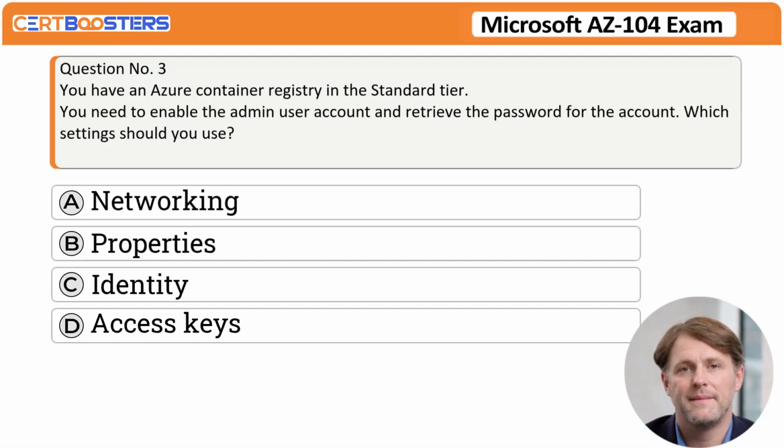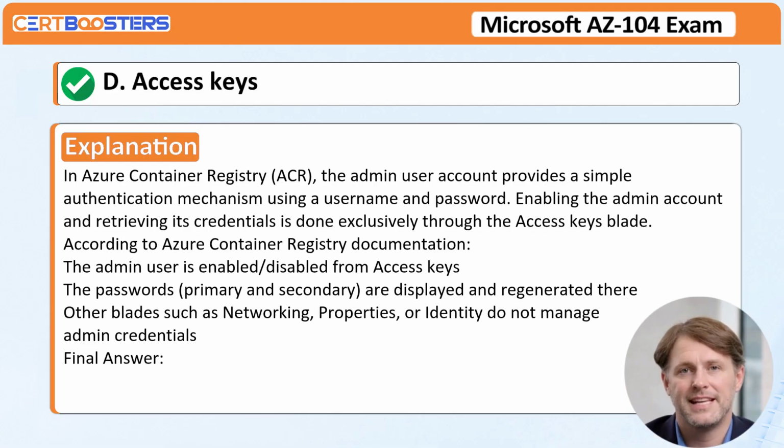Question number 3. You have an Azure Container Registry in a standard tier. You need to enable the admin user account and retrieve the password for the account. Which settings should you use? A. Networking. B. Properties. C. Identity. D. Access keys. Answer: D.